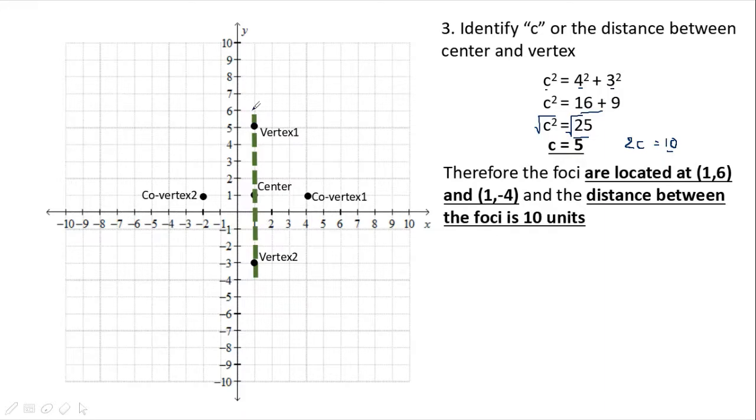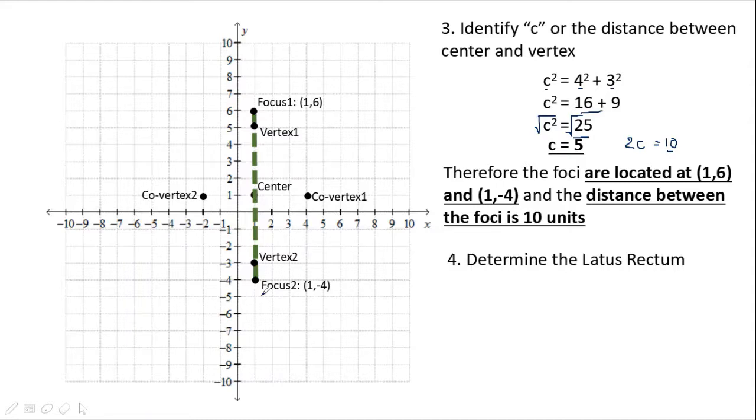(1, 6) and (1, -4). Let's check if it's really 5 as the distance from the center to the focus. 1, 2, 3, 4, 5. So it's correct. Let's check the other one. 1, 2, 3, 4, 5. Okay, now let's proceed to number 4.